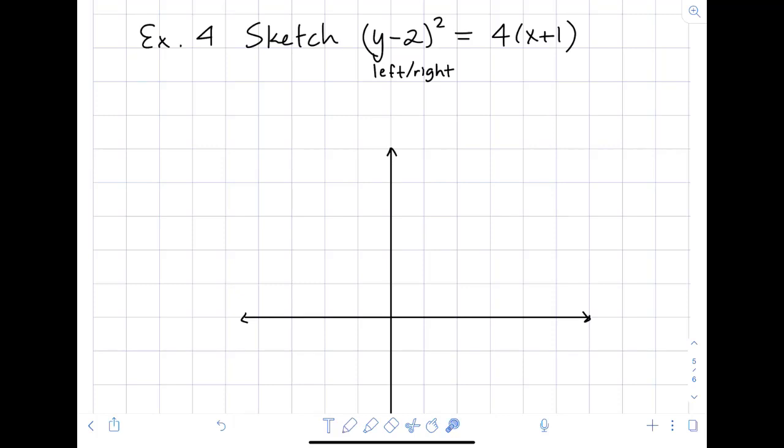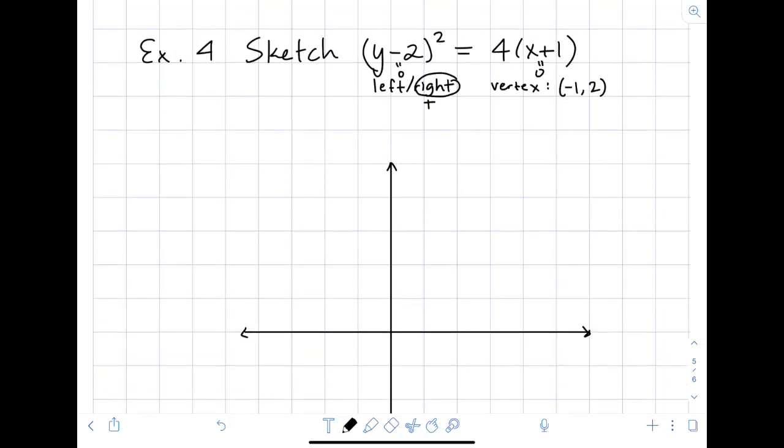So I'm going to go to my side of the equation that has a non-squared term, and I notice that the coefficient is positive. So because it's positive, it means we're going to open to the right. Okay, so this is a right opening parabola. Now we need to know the vertex. So the vertex is what makes my x and y arguments 0. So it would be -1 for the x coordinate and 2 for the y coordinate.